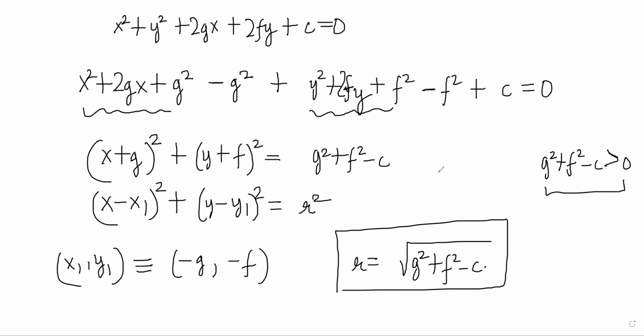So these are the conditions. If g square plus f square minus c is 0, then in that case you have a circle with 0 radius. So technically it is just a point, right?